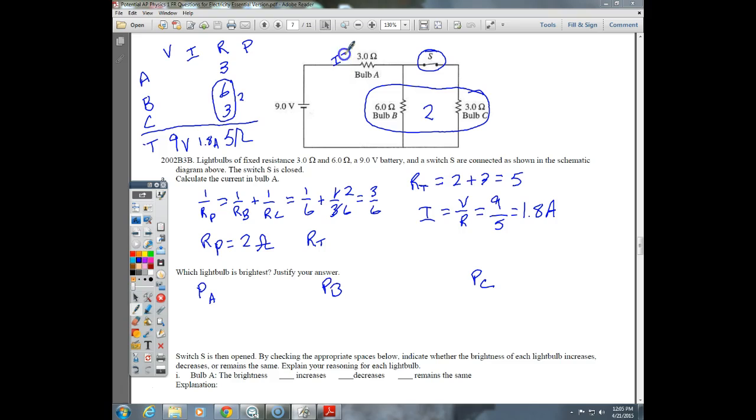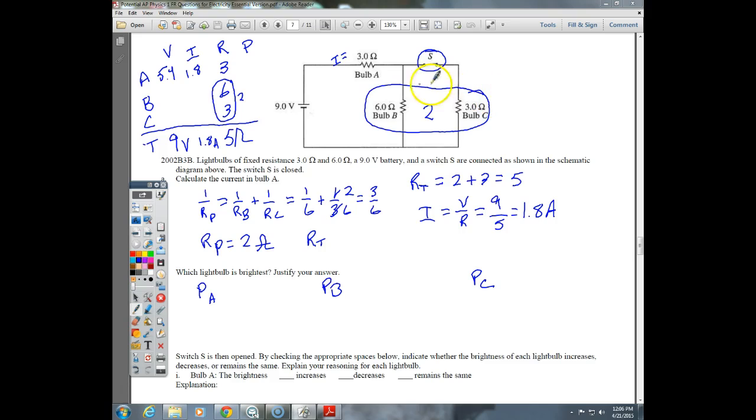So we know that the current in A, we need to use the total current. So we're going to put 1.8 up here. And we take 3 times 1.8, and we end up with 5.4 volts.